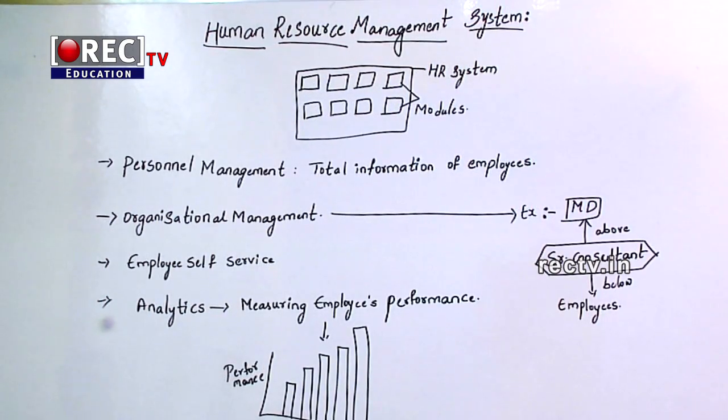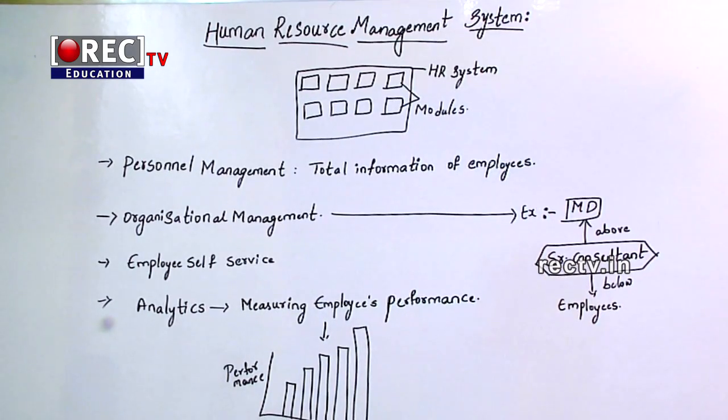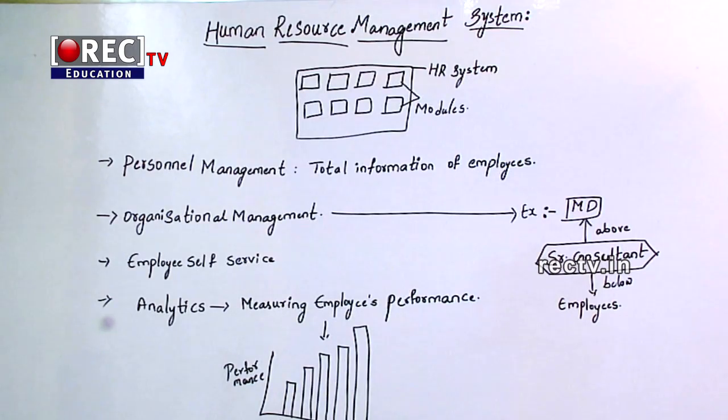The seventh module in HR software is personnel management. It is a database which records the information of the total employees.